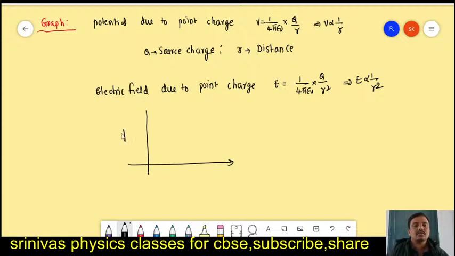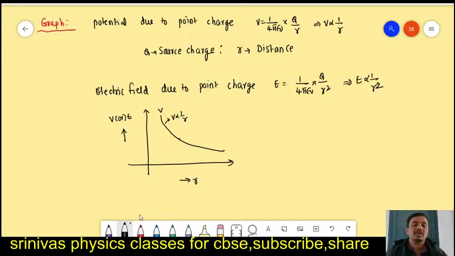and on the y-axis we take the potential or electric field, on the x-axis I am taking the distance, then the graph you will get like this. Okay, for the potential you will get the graph like this. Potential is inversely proportional to R. This is the graph for the potential.